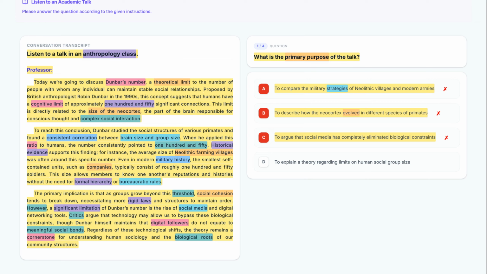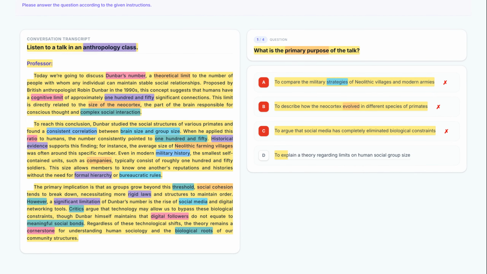Finally, let's evaluate option D. To explain a theory regarding limits on human social group size. This is the perfect summary. The talk is used to explain a theory regarding the limits of human group sizes. We should keep this.